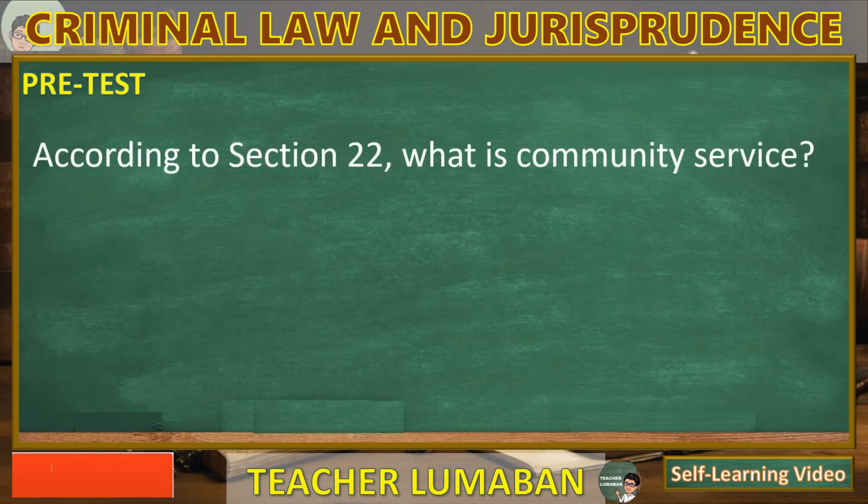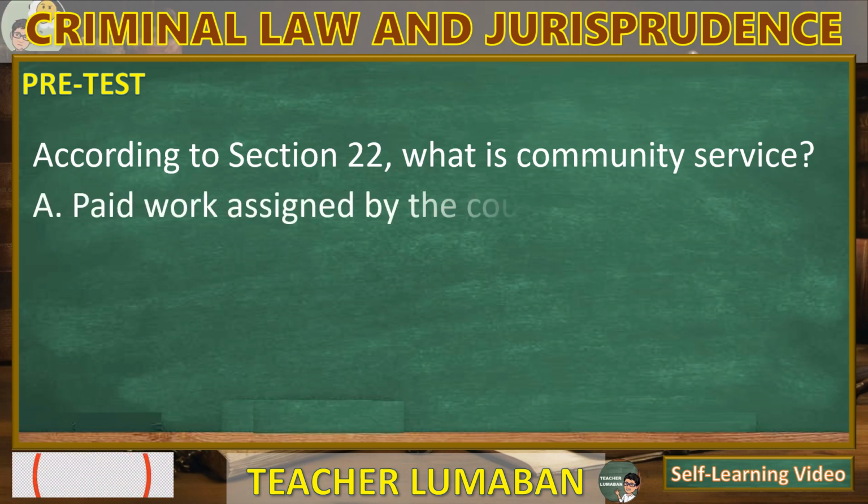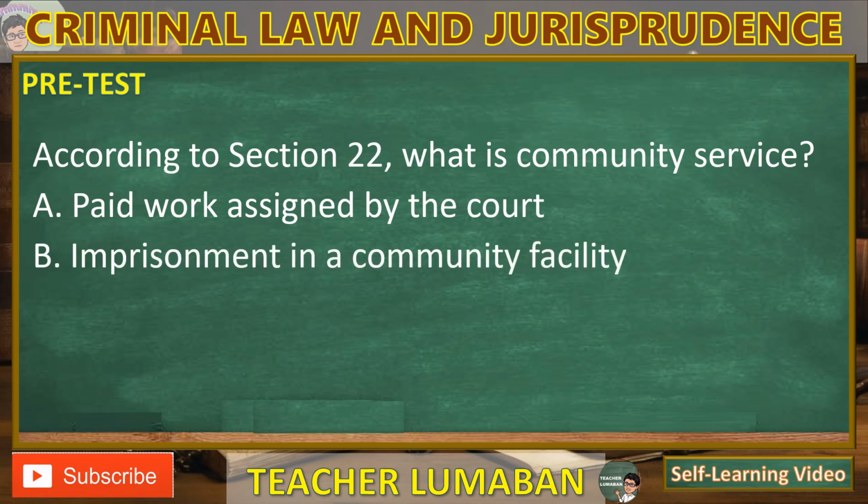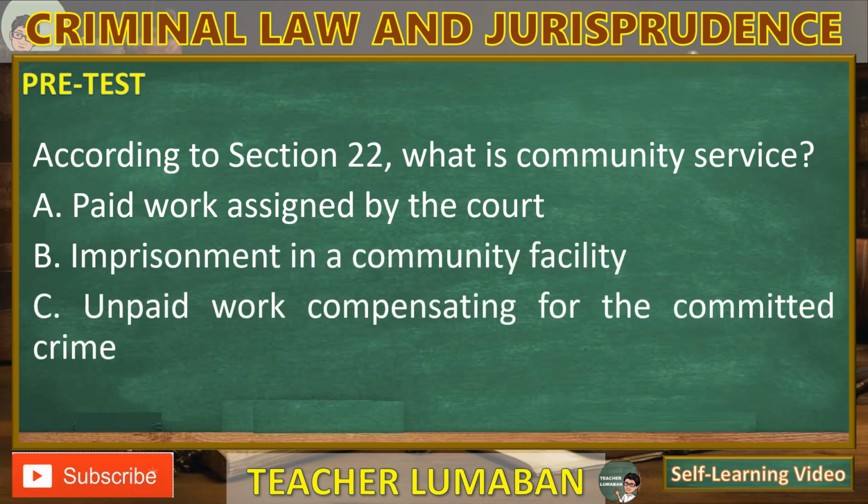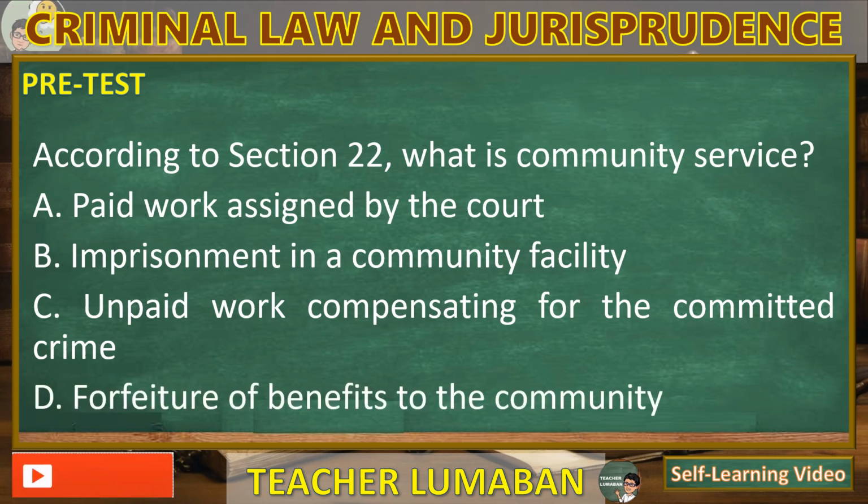According to section 22, what is community service? A. Paid work assigned by the court. B. Imprisonment in a community facility. C. Unpaid work compensating for the committed crime. D. Forfeiture of benefits to the community.